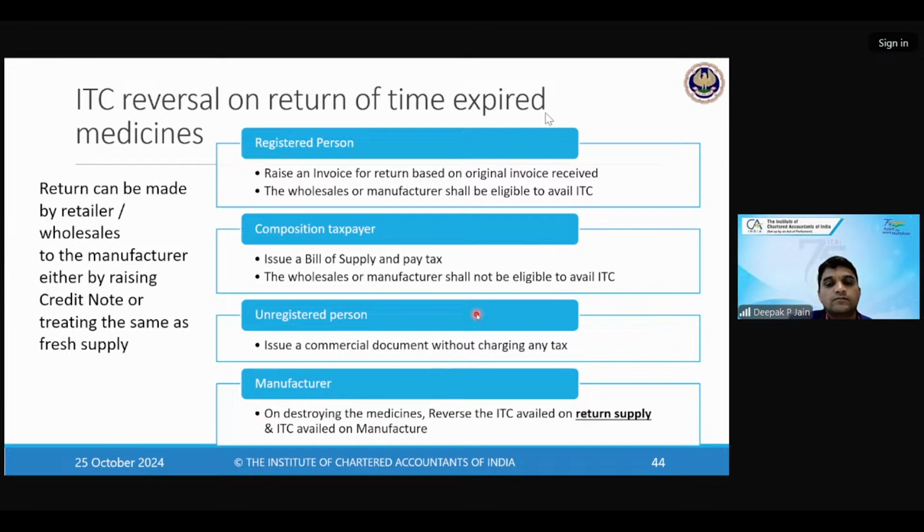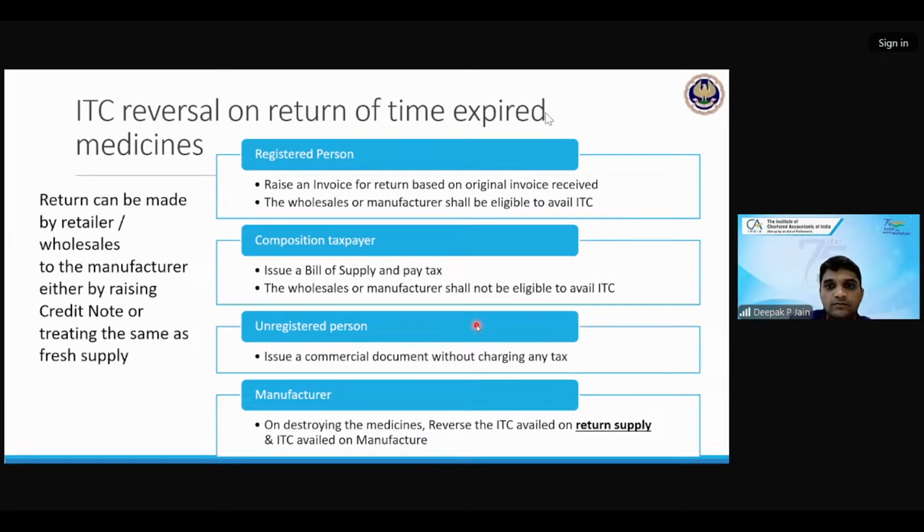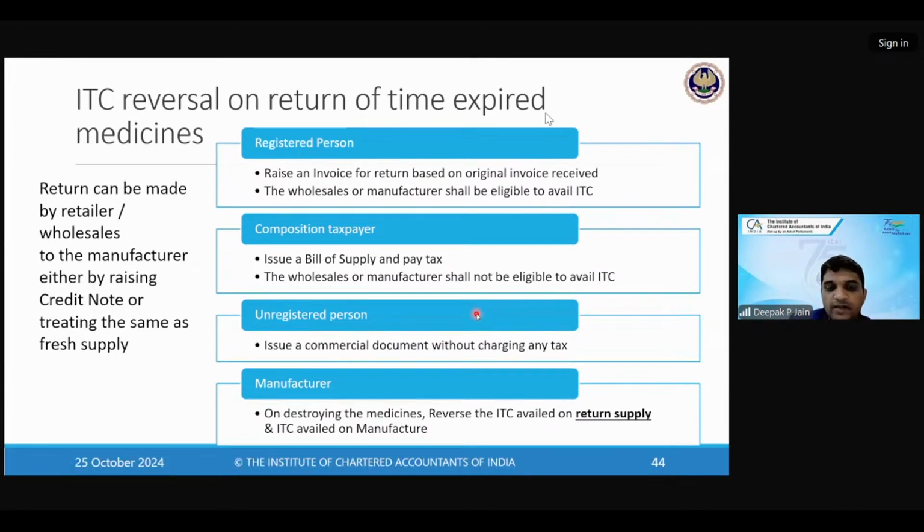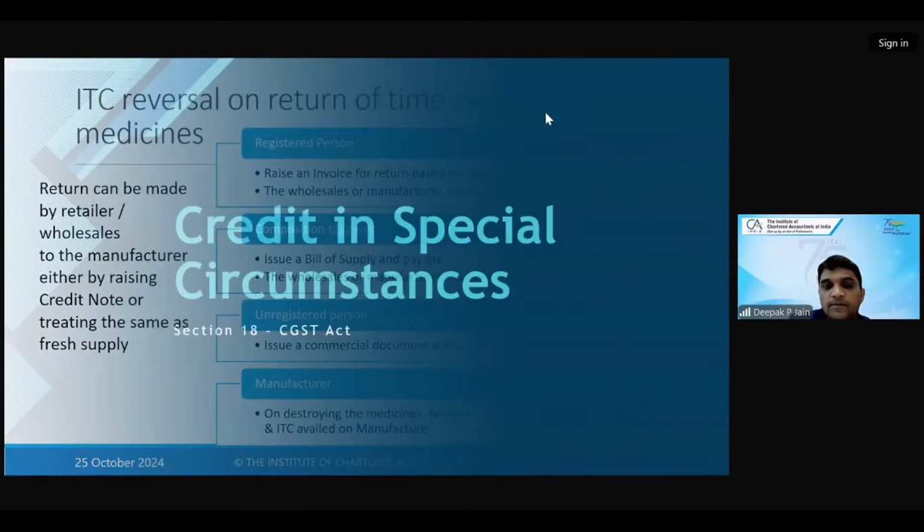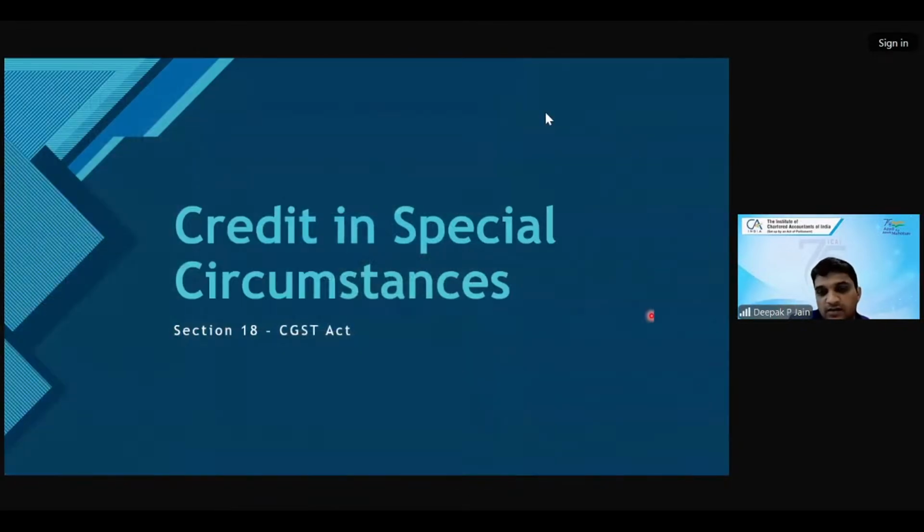So we'll go to the next aspect of this chapter, which is credit in special circumstances.